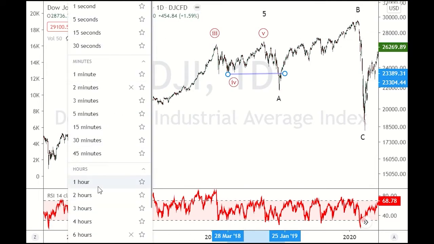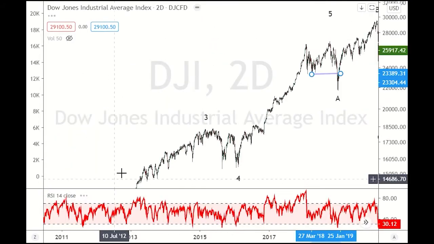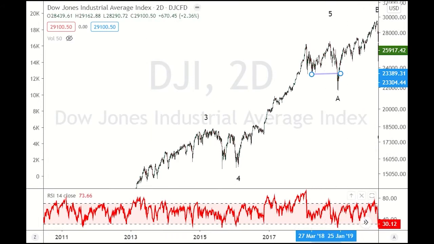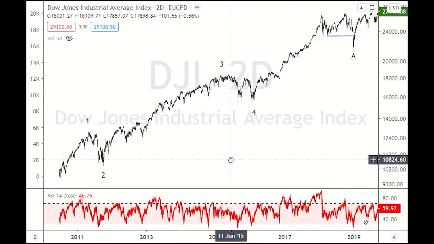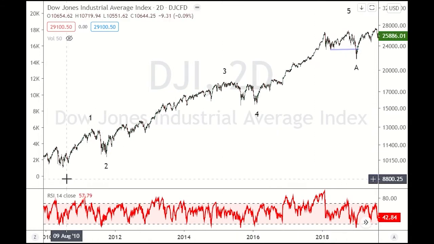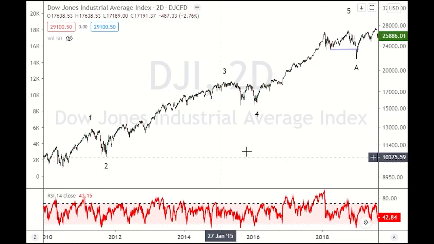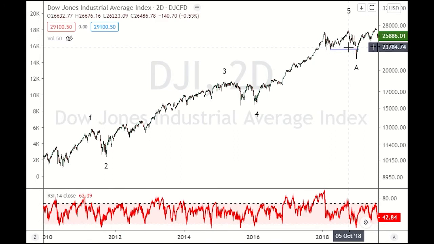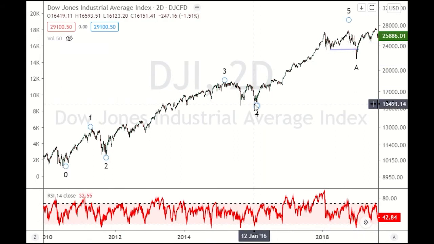Let's look at another example, still using the Dow Jones Industrial, but a different degree of trend, meaning we're going to zoom out on this trend a little bit. Here we're taking a look at an impulse wave that began in 2010 and completed at that high in 2018. So the previous fourth wave was down here near this 15,000 low.